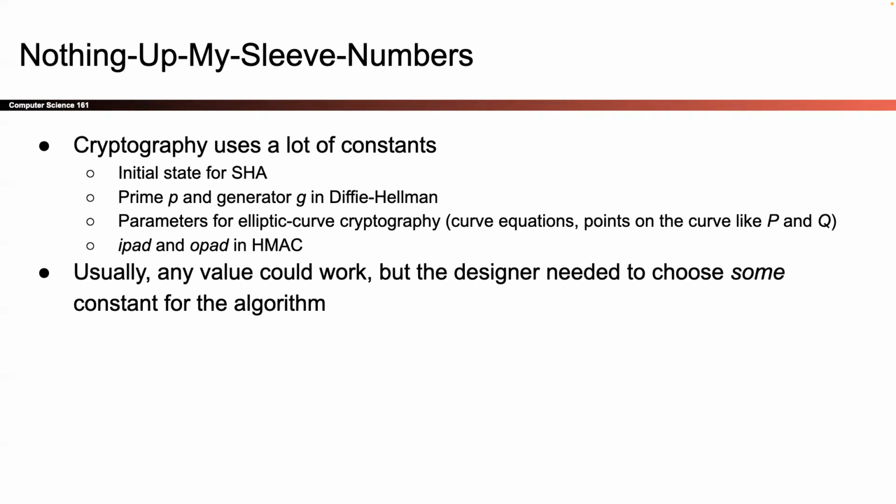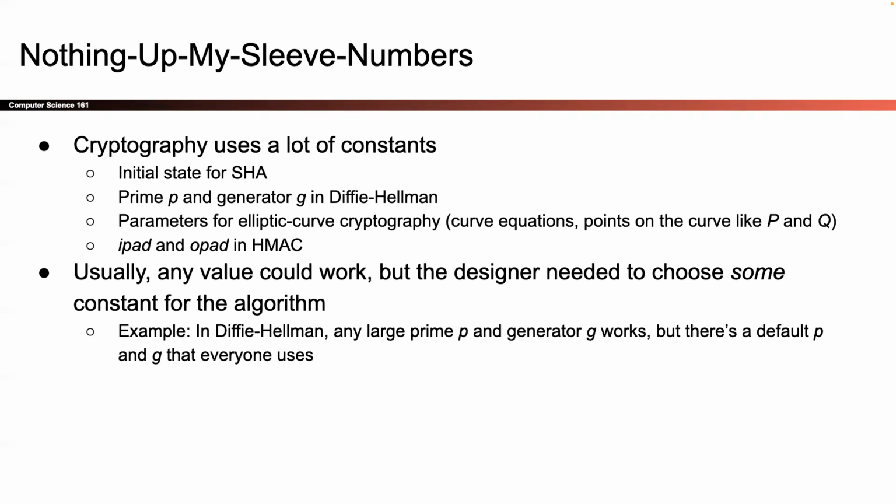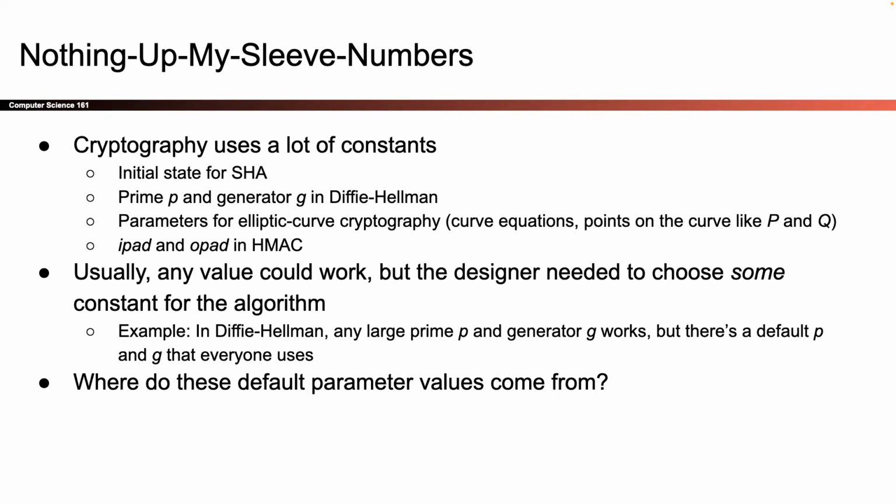So what do I pick? Right? Like the P and G, what do I pick? What's the default P? What's the default G? What do people use? So one question that you might want to ask, if you're trying to be a good cryptographer and you want to be really paranoid and check things, is: who chose these numbers? Where did they come from?